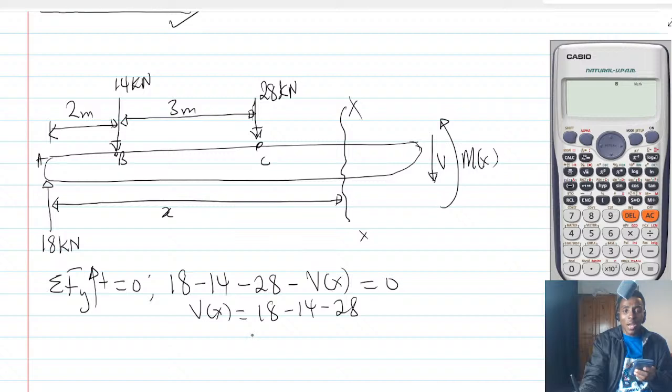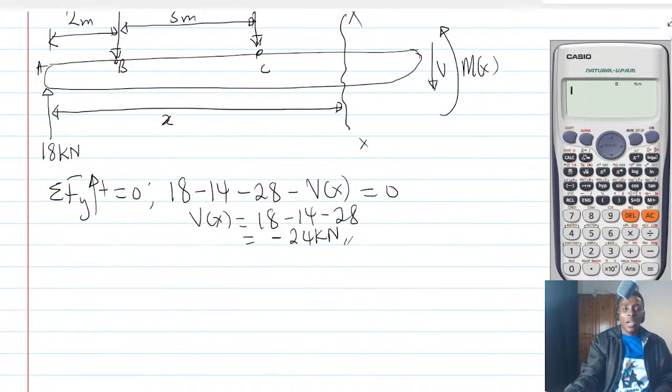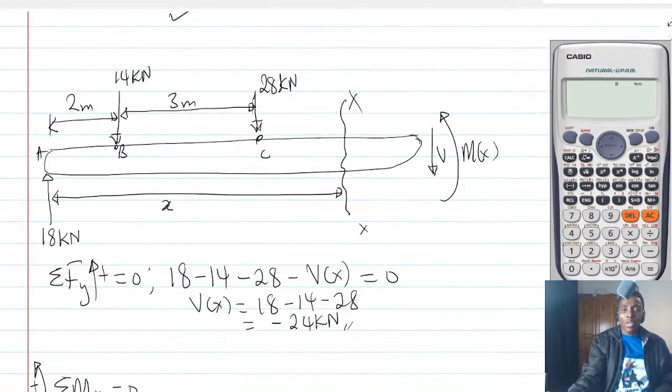Okay, so that is going to give us minus 24. So the shear force is going to give us minus 24. Again, let's sum moment to 0. Counterclockwise is positive. So that is going to what?